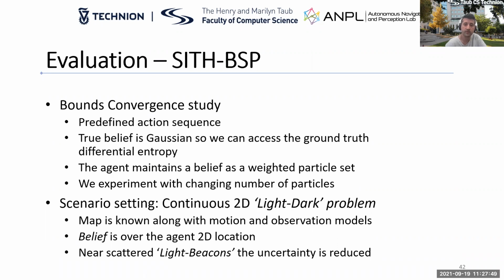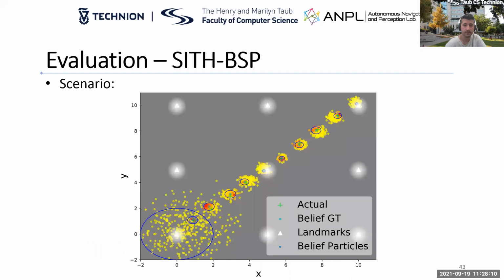We experiment with a continuous 2D light-dark problem, which means the agent starts with some initial belief over its 2D location. The agent is given a predefined action sequence, and along the way, it comes near light beacons that lower its uncertainty, leading to a more concentrated belief. We experiment with changing numbers of particles. This is a passive setting, which means no planning takes place, since we are interested to see only how the bounds behave.